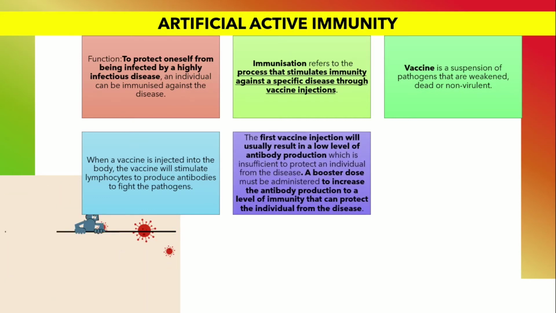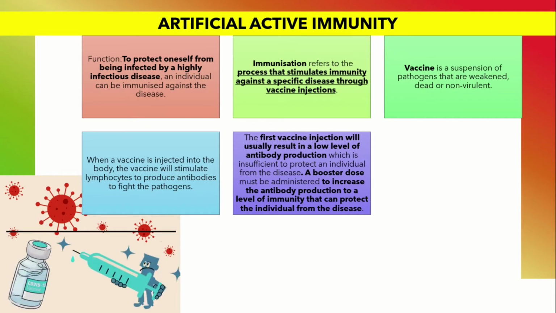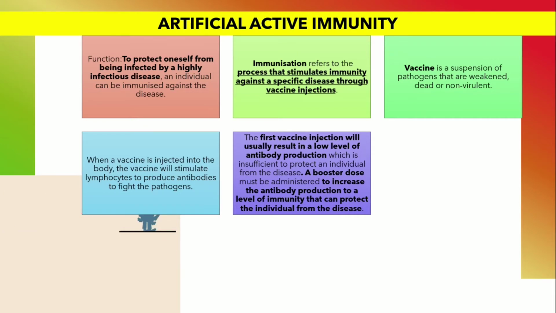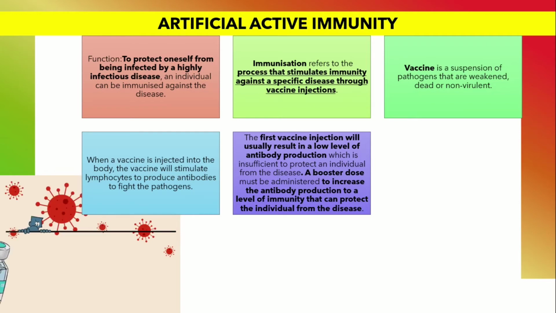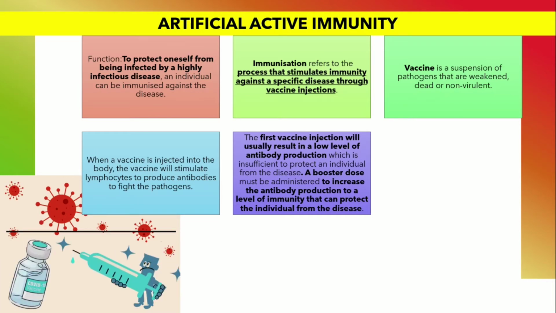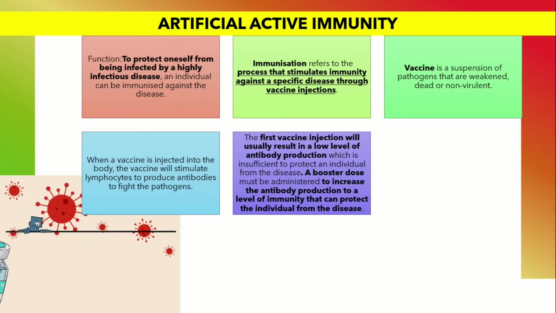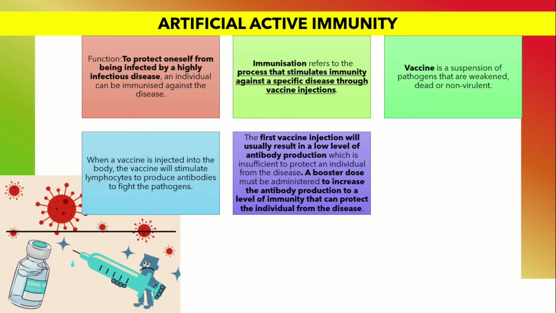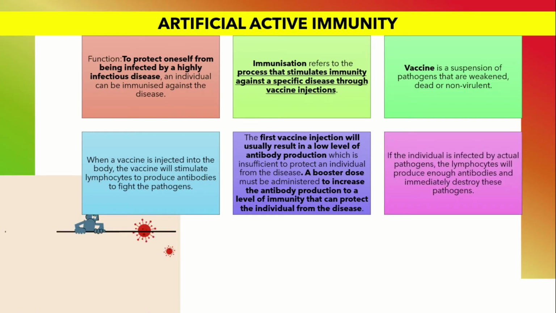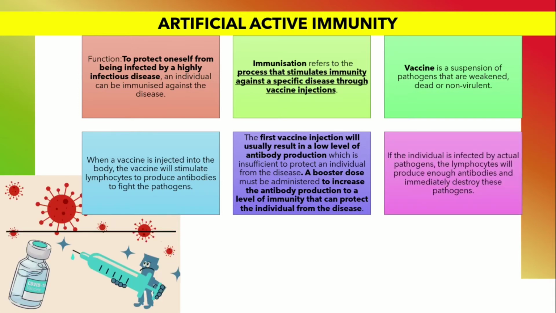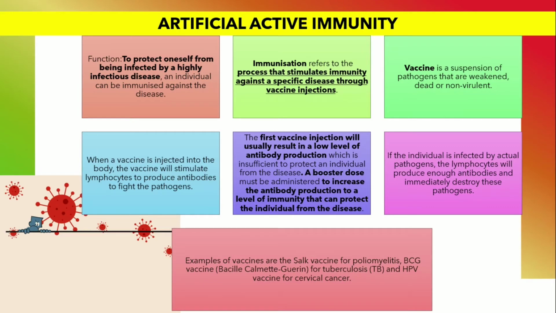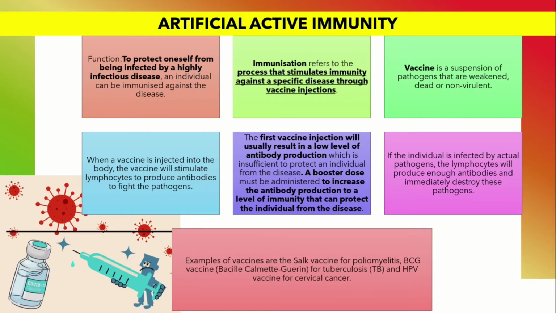When a vaccine is injected into the body, the vaccine will stimulate the lymphocytes to produce antibodies to fight the pathogen. The first vaccine injection will usually result in a low level of antibody production, which is not sufficient to protect the individual from the disease. A booster dose is needed to increase the antibody production so that it can increase the level of immunity and protect the individual. If the individual is infected by the actual pathogen, the lymphocytes will produce enough antibodies and immediately destroy this pathogen. Examples of vaccines are BCG and HPV.